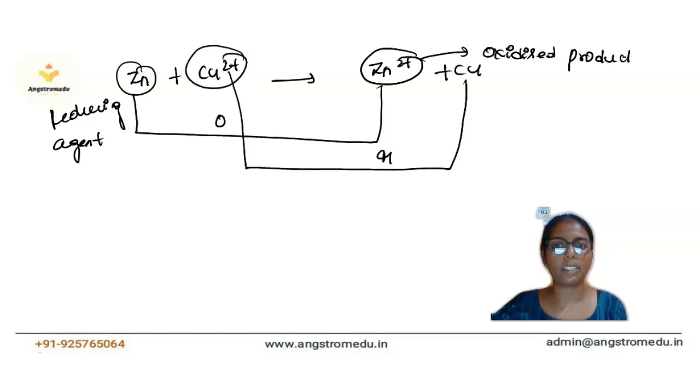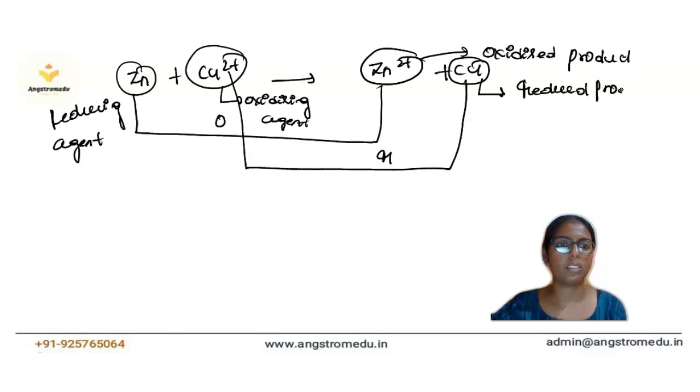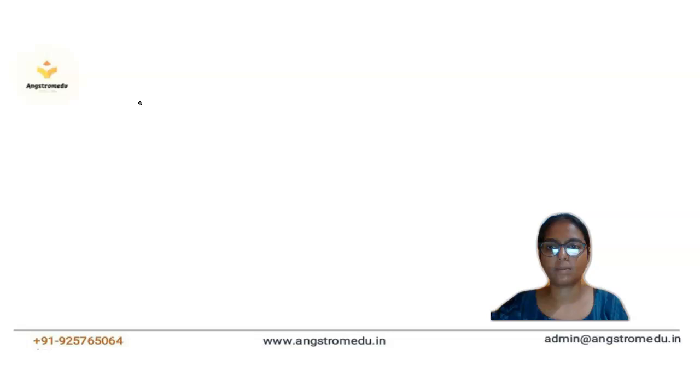And here the copper acts as the oxidizing agent, and here this copper is the reduced product. And next, look at another example, that is the reaction between the iron and the hydrogen peroxide.